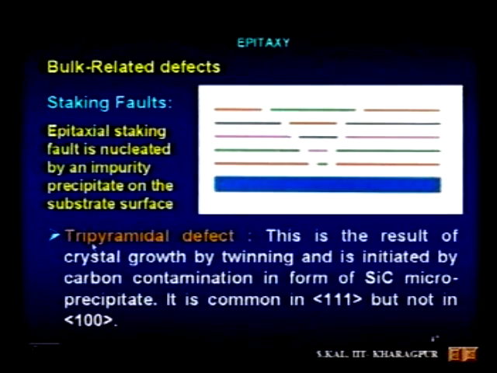And another defect is a tripyramidal defect. This is the result of crystal growth by twinning and is initiated by carbon contamination in the form of silicon carbide monoprecipitate. It is common in 111 but not in 100. This particular defect is known as tripyramidal defect. Twinning means two silicon atoms combine together and it forms a bigger size. So this is, because of the twinning effect, a tripyramidal defect.